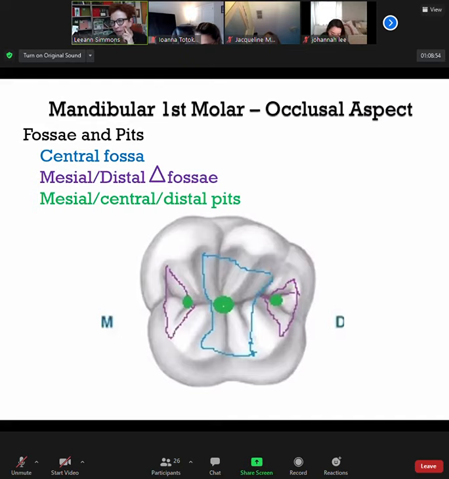There's also fossas and pits. All right, there's a mesial, a central, and a distal pit. And then these triangular fossa on the mesial and distal aspect, and then a large central fossa here in the middle of the tooth.